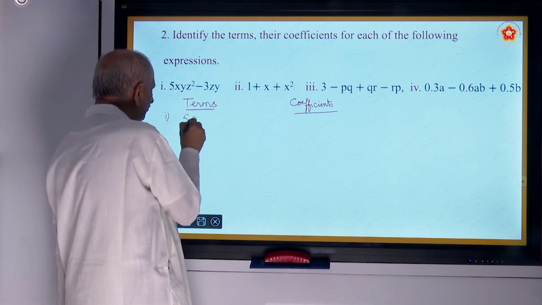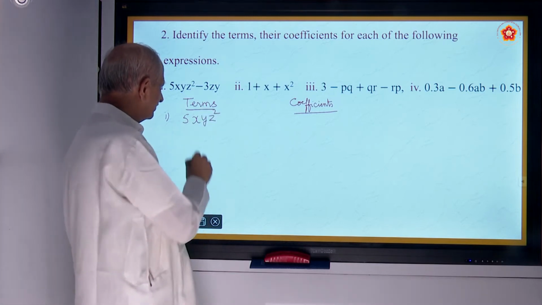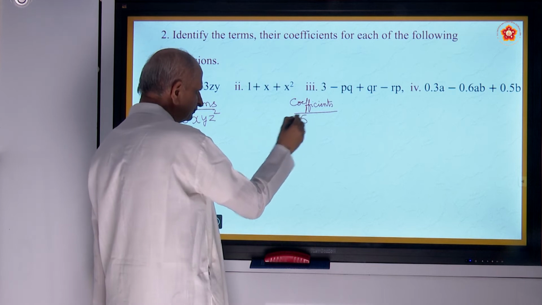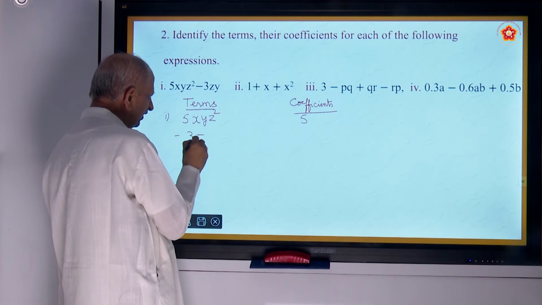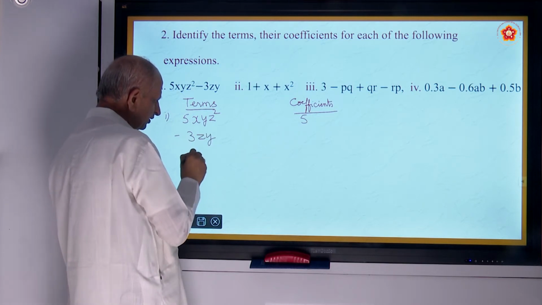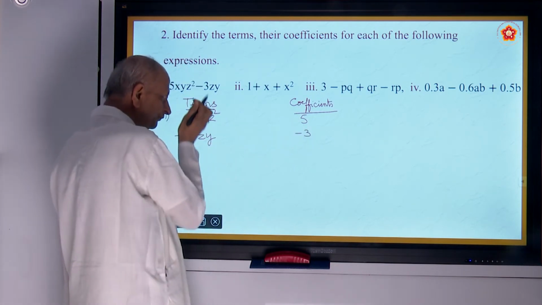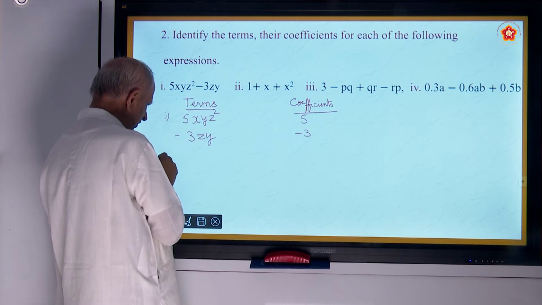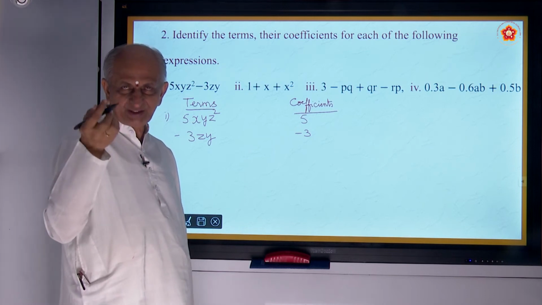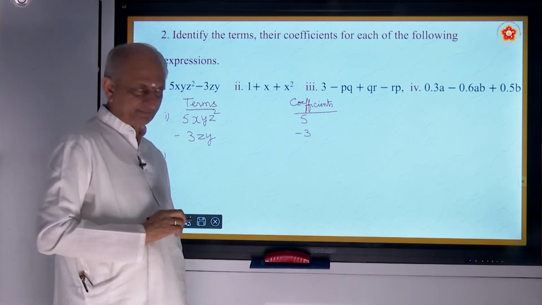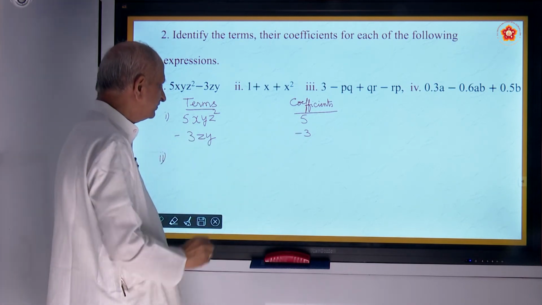First one is 5xyz square. What is the coefficient of xyz square? Plus 5. Then you have minus 3zy. What is the coefficient of zy? Coefficient of zy is minus 3. That is the first question. So coefficient means what? The term or the number to which the given term is multiplied. So here zy is multiplied by minus 3. Therefore coefficient is minus 3.